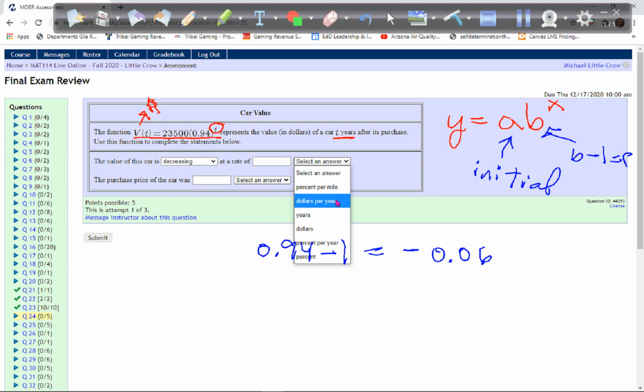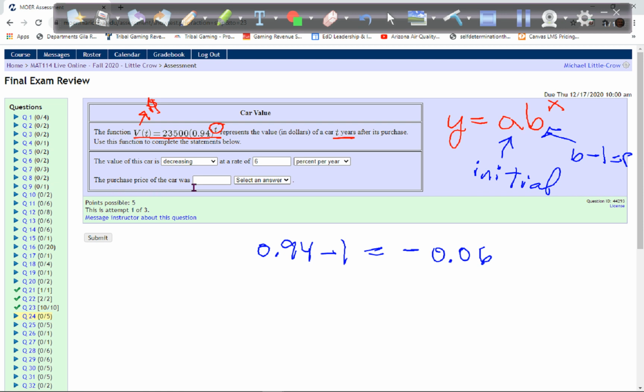And that's going to be percent per mile. It's going to just be 6%, but it's percent per year because that's how it's measured, right? Percent per year. So we'll put in our 6% per year. So 0.06. Notice I didn't put the negative because the negative is right here. It says we're decreasing. So that takes the place of the negative.